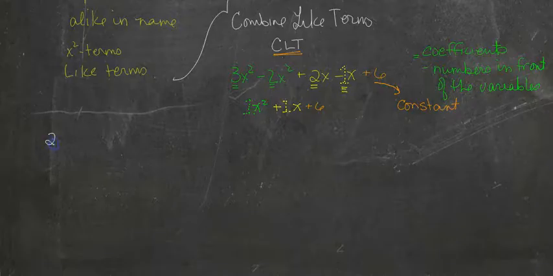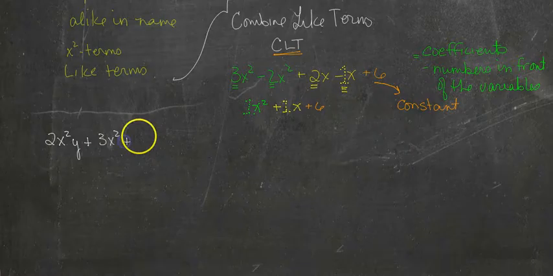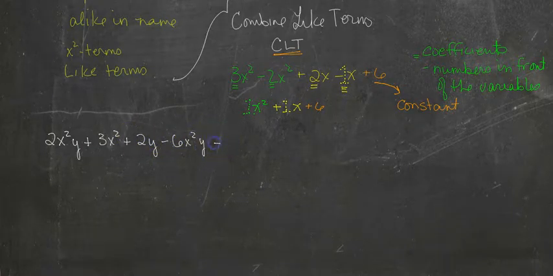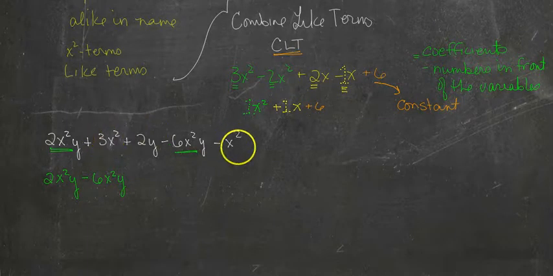So let's see, 2x squared y plus 3x squared plus 2y minus 6x squared y minus x squared. Okay, let's go ahead and regroup them, okay? So I have an x squared y term here, and I have a minus 6x squared y term here. So let's put those together. 2x squared y minus 6x squared y. Done. Now I have an x squared term. Do I have any more? Oh, I do. I have one here. So I have a plus. Remember, the sign goes with the term.